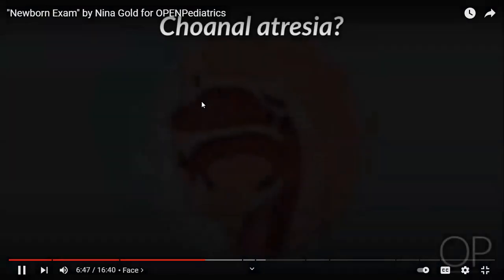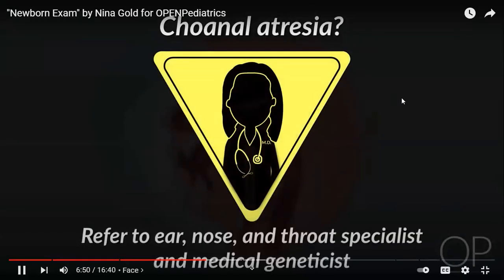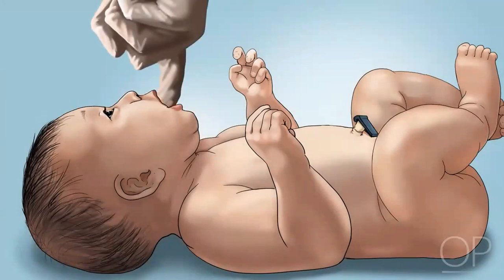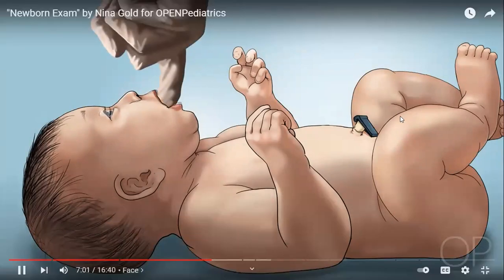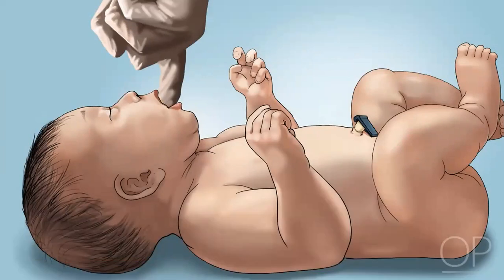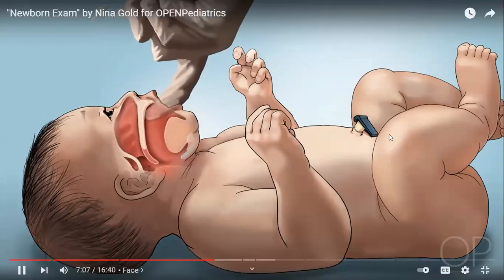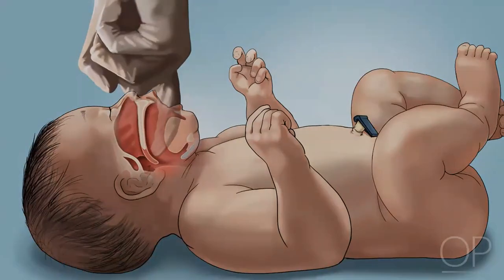Any infant found to have choanal atresia should be referred to an ear, nose, and throat specialist, as well as a medical geneticist. The final features of the face you will examine are the mouth and jaw. Gently insert your gloved index finger into the newborn's mouth. A healthy baby will reflexively suck on the glove. In the anterior portion of the mouth, you will feel the hard palate. As your finger travels backwards, you will feel the soft palate.